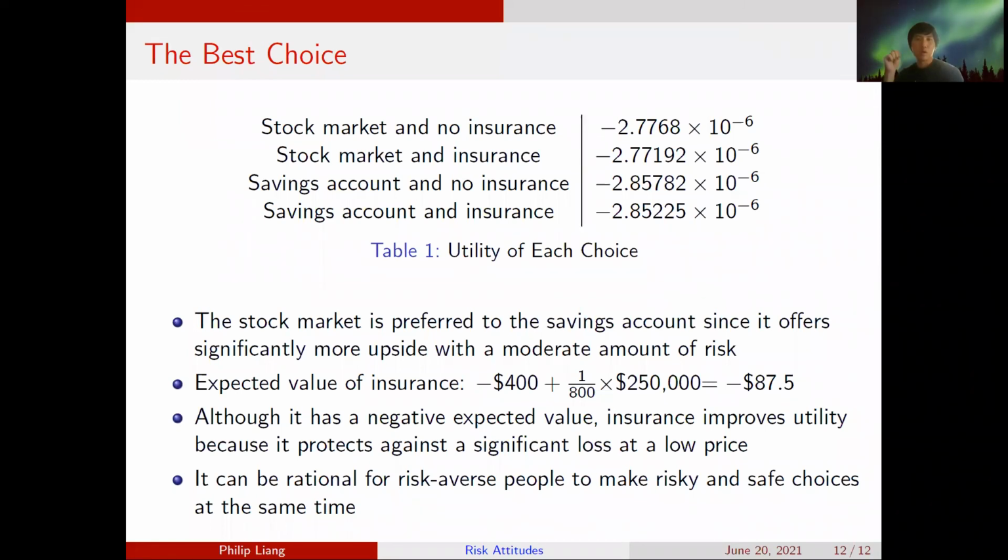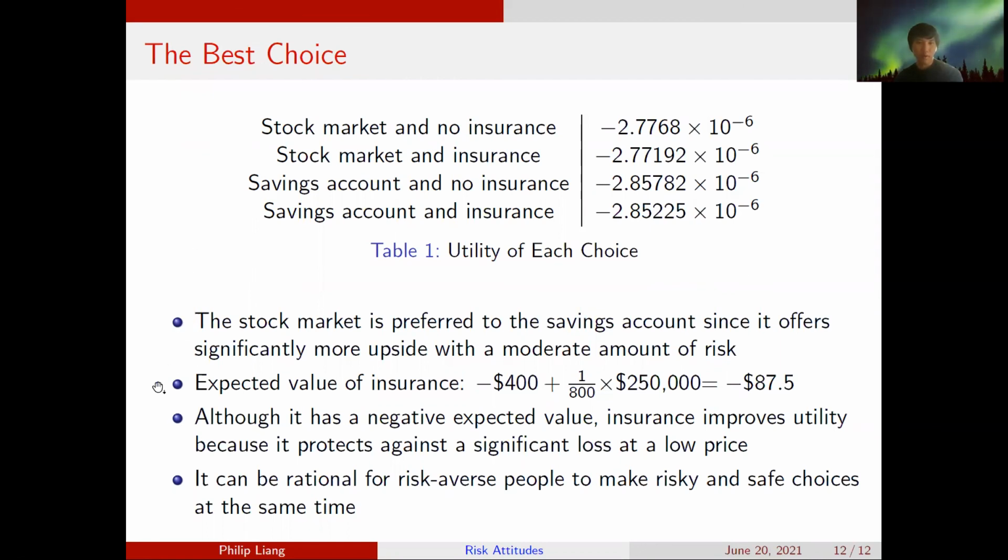So here I have my payoffs summarized in the table from the various options. You can see that the stock market and insurance is the best option with the highest utility. And also note that holding the insurance choice fixed, the stock market always improves utility. And this occurs because it offers significantly more upside with a moderate amount of risk.